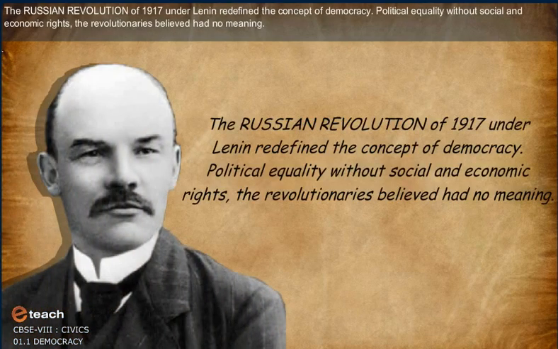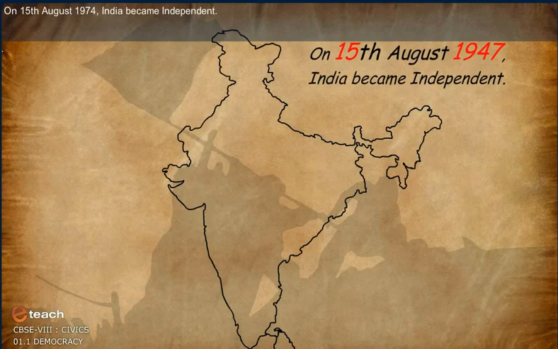The Russian Revolution of 1917 under Lenin redefined the concept of democracy. Political equality without social and economic rights, the revolutionaries believed, had no meaning. On 15th August 1947, India became independent.